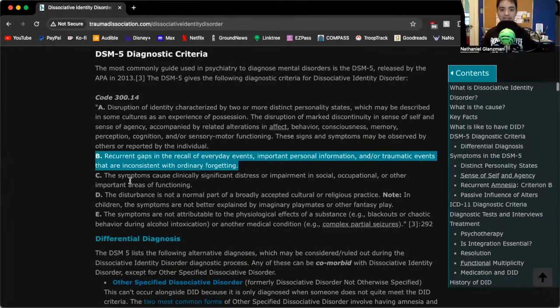The second one is recurrent gaps in recall of everyday events, important personal information, and/or traumatic events that are inconsistent with ordinary forgetting. I've lost a lot of friends due to this disorder. There are people who know an alter but don't know me. There are people who have seen me switch and were like, "Whoa, what the hell is going on?" It's a scary thing to go through but also to witness from the outside.